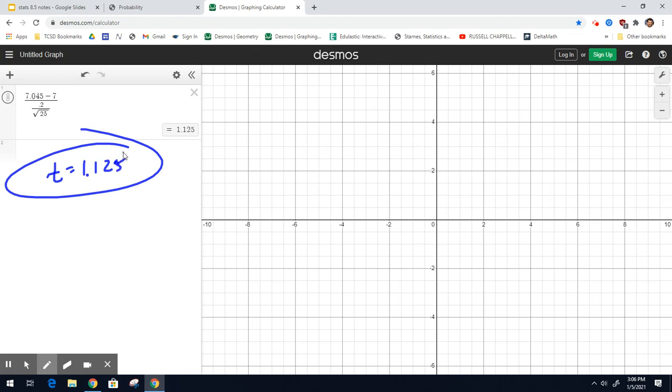Okay, so now objective 3 is going to show you how to calculate the p-value using table B. All right, very good.